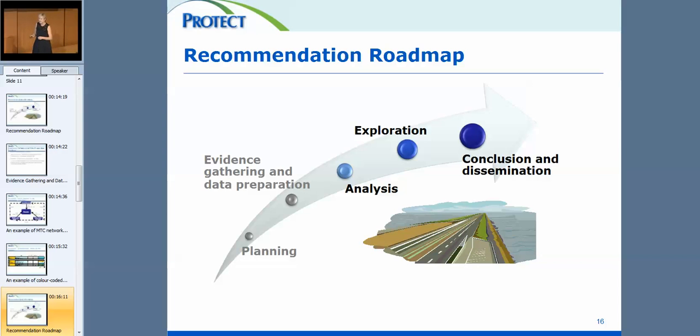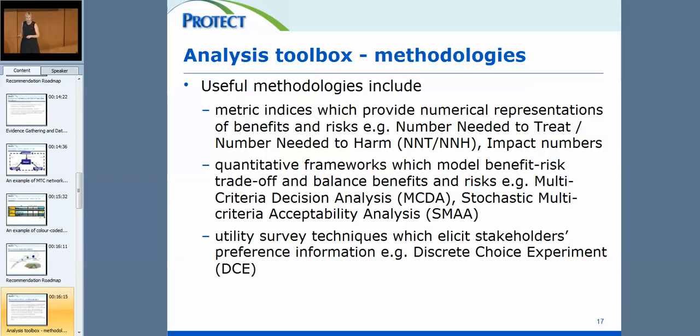Then moving on to analysis, you might want to use numbers needed to treat, although in something with several outcomes like this, I don't see how you could do that. But more likely, in the kind of thing our teams were doing, things like multi-criteria decision analysis, which is where you start to weigh up the different outcomes and then say, well, depending how you value those different outcomes, how's the benefit-risk balance looking?